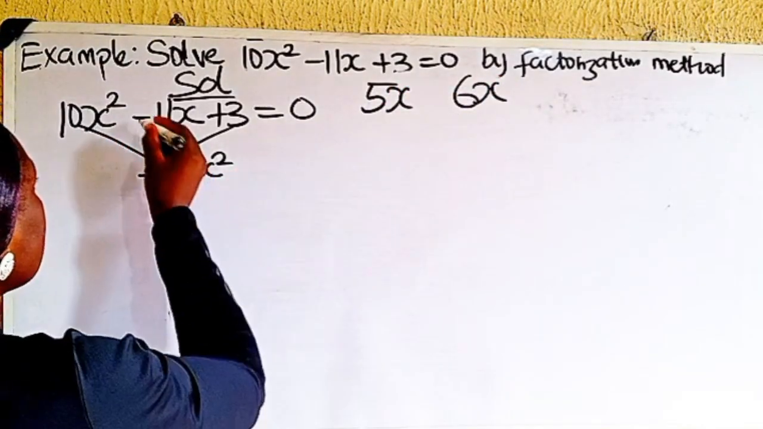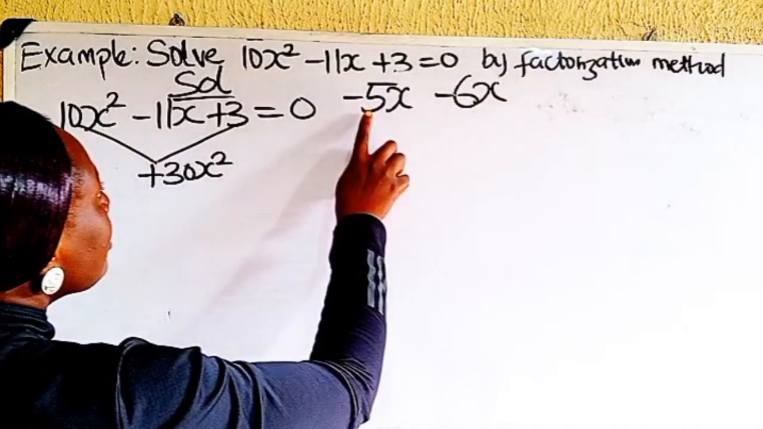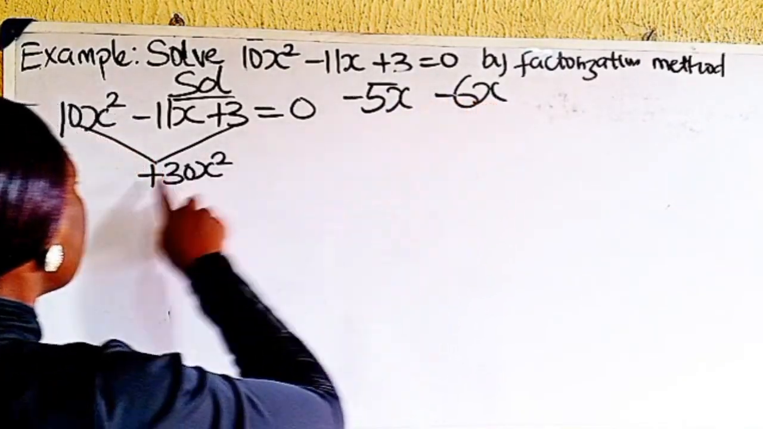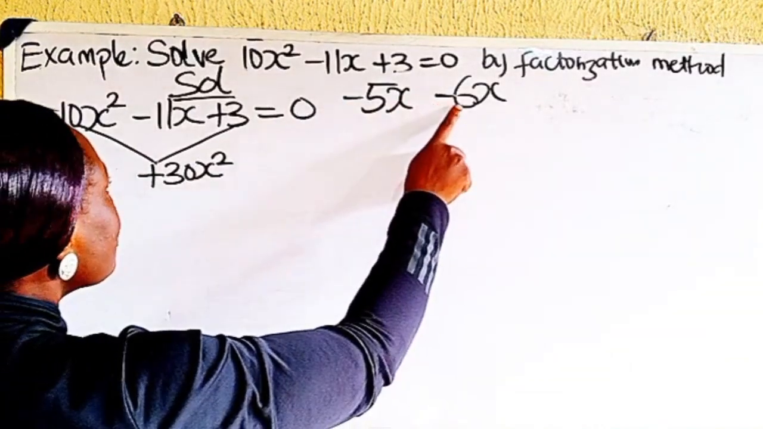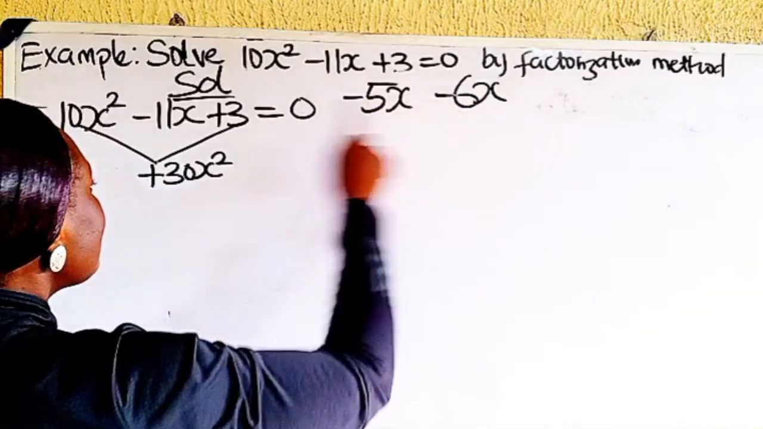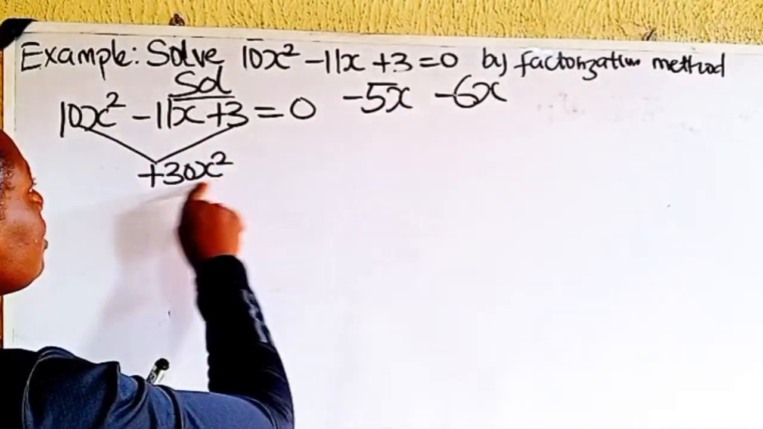Here is plus, but here is minus. I have to put minus here. So minus 5x times minus 6x gives me what? Plus 30x squared. Because minus 5 times minus 6, minus times minus already is what? Plus. 5 times 6 is what? 30. x times x is what? x squared. So this is correct.